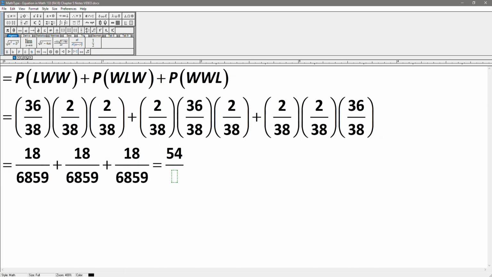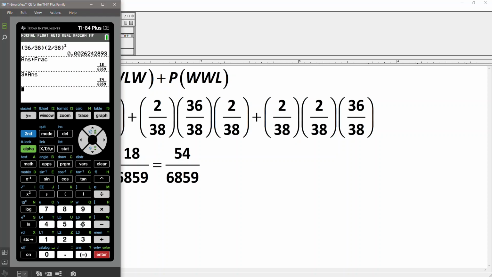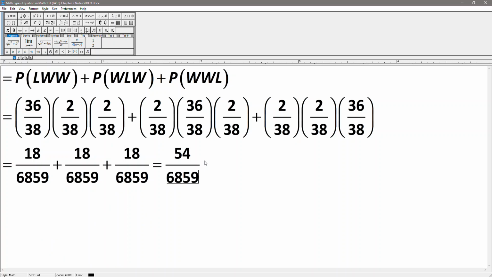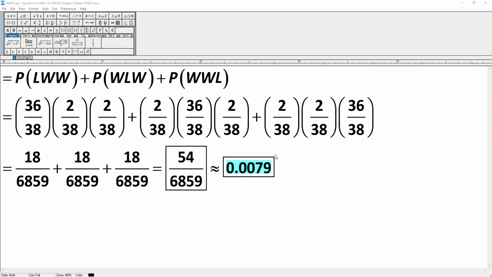So our final result would be 54 over 6859, and I could find a decimal for that really easily, just so I have a sense of how big that is. 54 divided by 6859, enter. It's about 0.007. There we go.